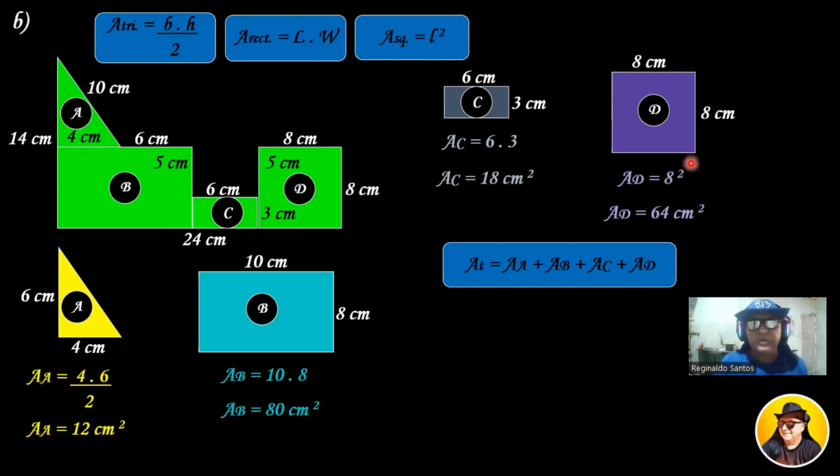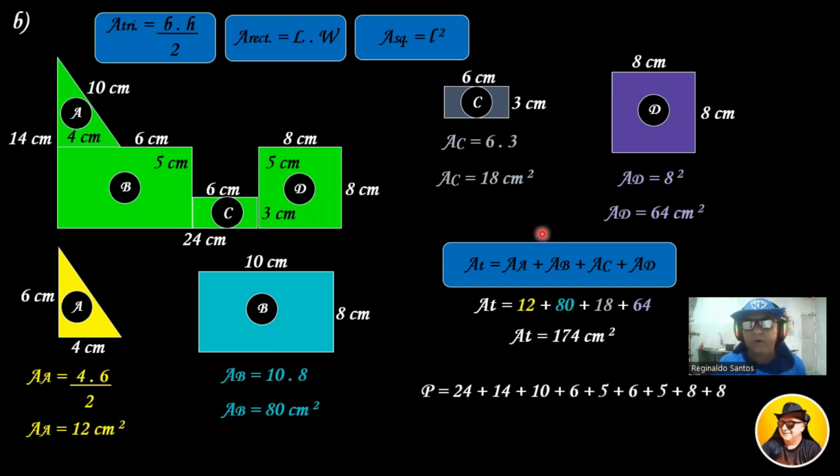And to find the total area, we need to sum up all of them. Let's do it. So the total area is going to be 12 plus 80 plus 18 plus 64. So it is going to be 174 centimeters squared. This is the total area of that green apple figure or shape.